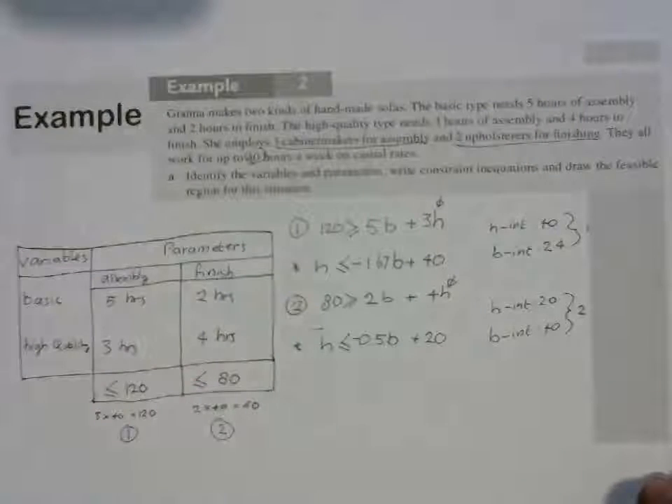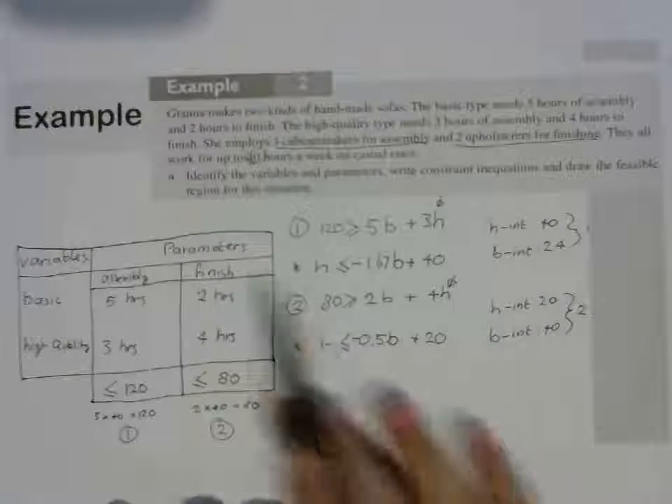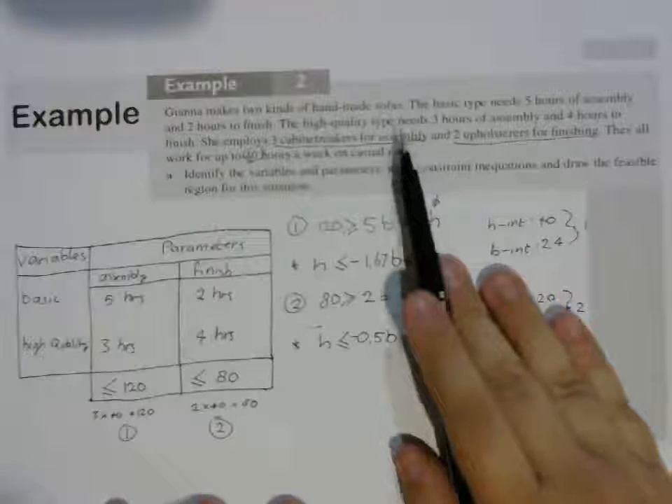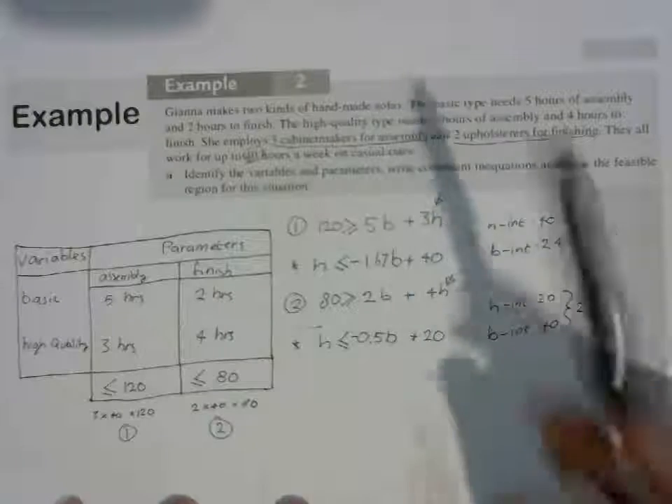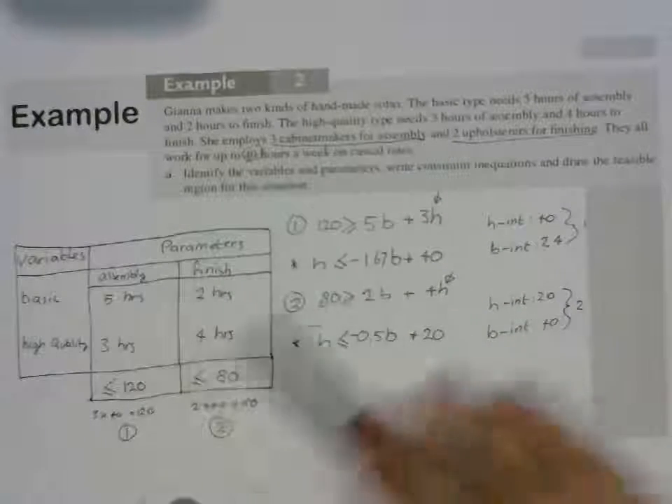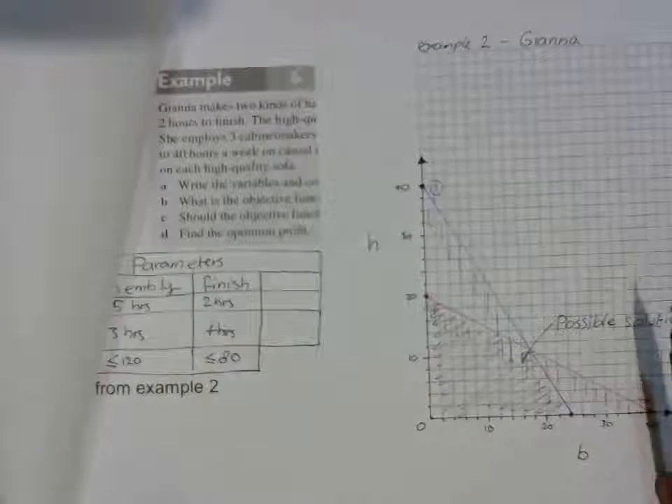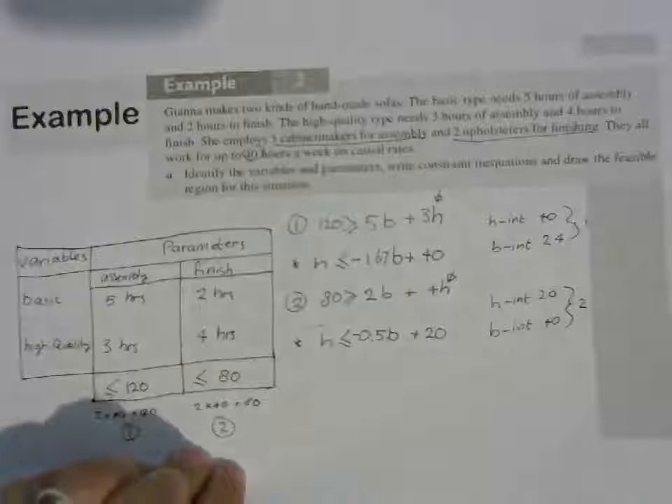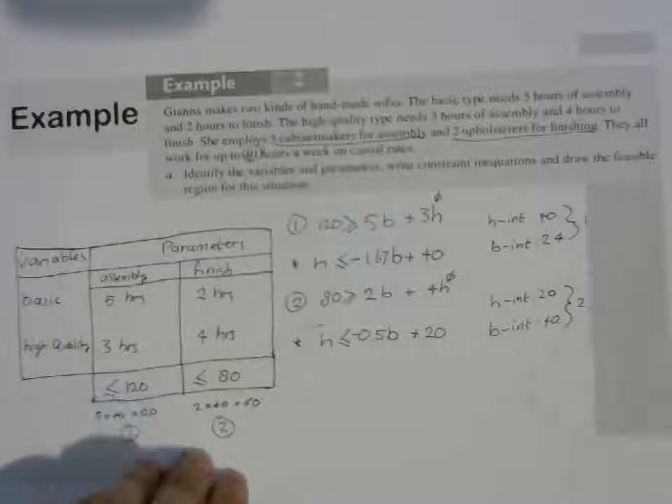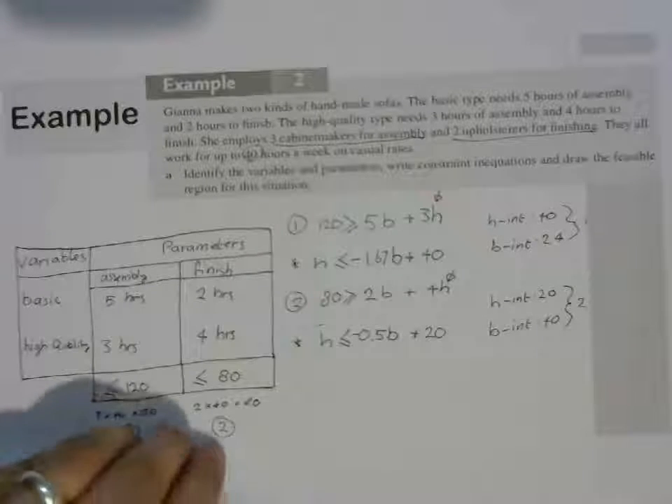This video is going to be on finding the optimum solution or best solution to a problem. In a previous problem, we had this situation where Gianna makes sofas, a basic sofa and a high quality sofa, and we worked through that problem to eventually draw the feasible region. Today we're going to extend this problem by trying to find the best solution.